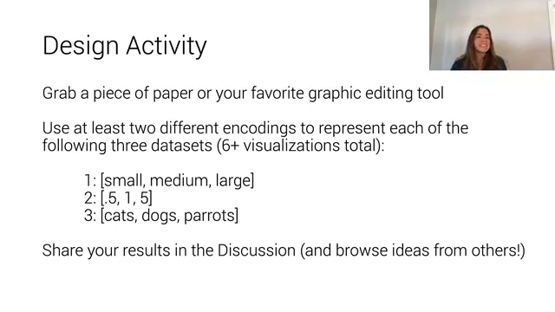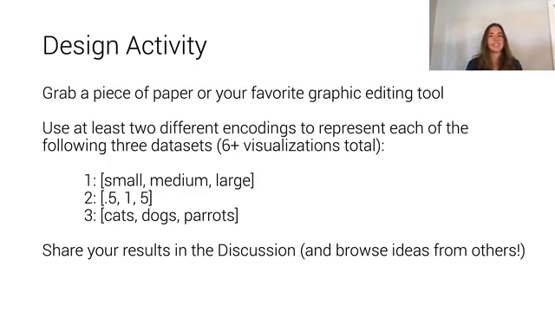To practice with this idea of expressiveness and effectiveness, I'd like you to go ahead and grab either a piece of paper or your favorite graphic editing tool and sketch out some designs for some very basic data sets. What I'd like you to practice with is use at least 2 different encodings or visual channels to represent each of the following 3 data sets. So our first data set is small, medium, large. Our second data set is 0.5, 1, and 5. And our third data set is cats, dogs, and parrots.